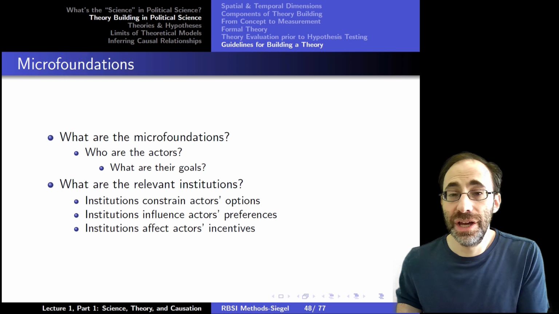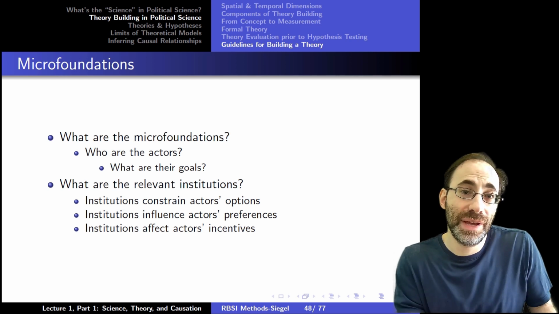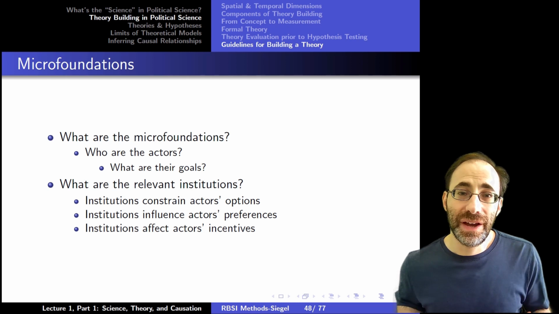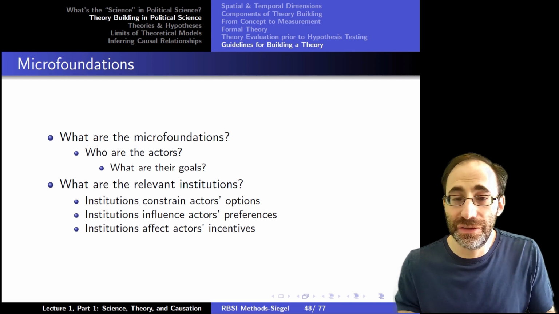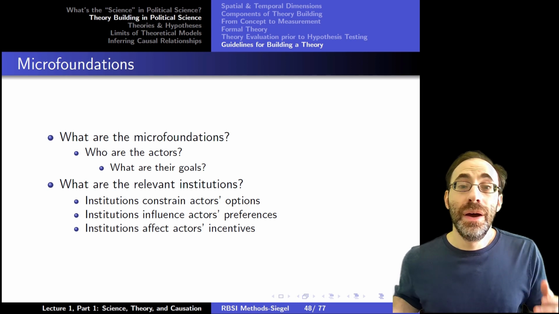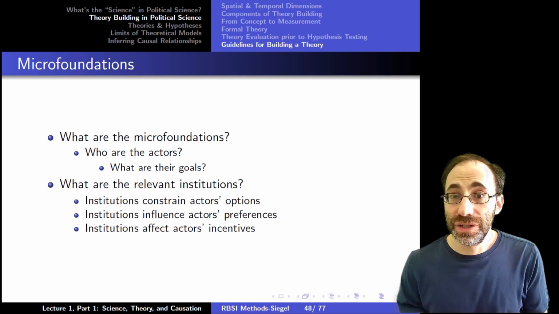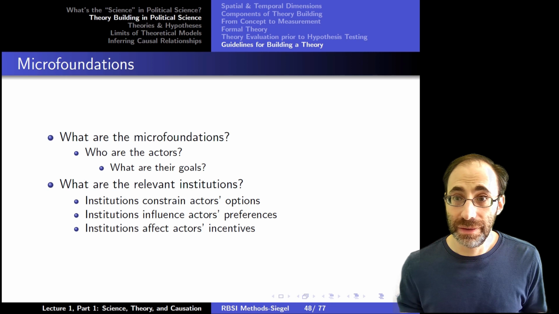Rather than saying the country does this, you'll say, well, here are the relevant decision makers in the country, and they care about these things and so on. And that provides what we call a micro-foundation for the broader theory. More specifically, micro-foundations involve things like actors. Who are the actors in the model, right?